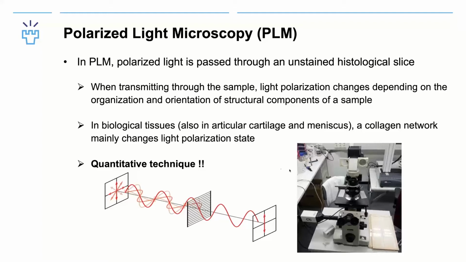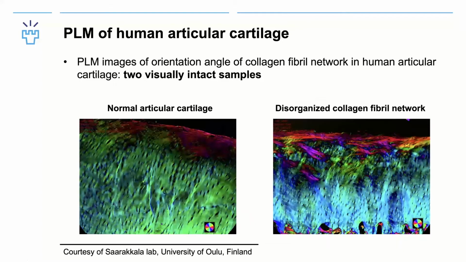Another important technique that we use in our lab is polarized light microscopy. In PLM, you pass polarized light through an unstained histological sample section, and when transmitting through the sample, the light polarization changes depending on the organization and orientation of structural components of the sample. When we talk about structural components in biological tissues, also in joint tissues, the collagen network is the main framework which changes the light polarization state. And this is a quantitative technique.